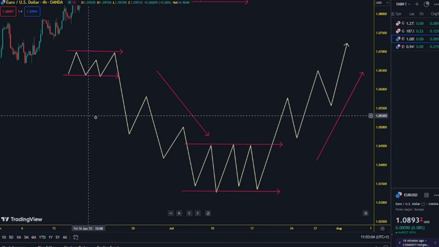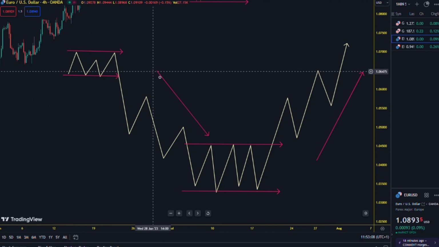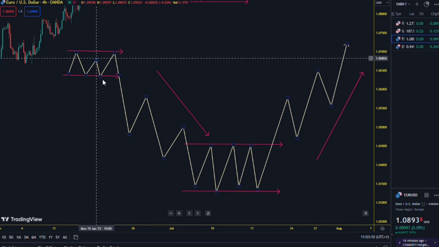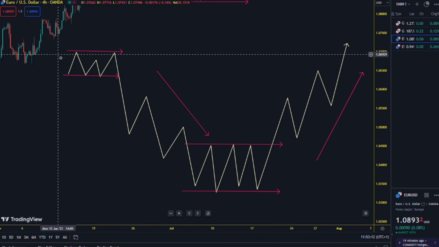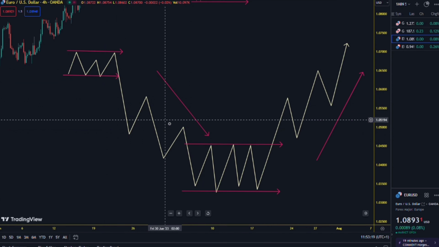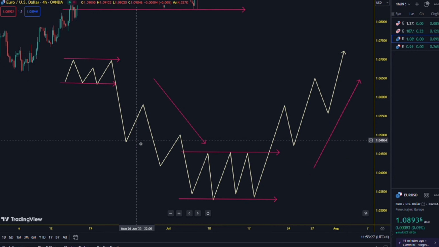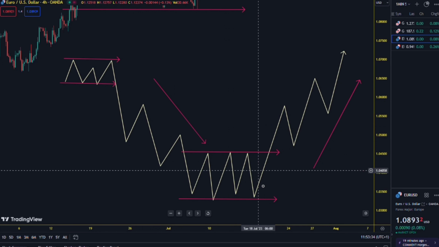All right, based on this diagram right here, we can see when you're in the ranging phase, there's usually no direction. Price is just going to be moving up, down, up, down, up, down. So no direction. You can only find a direction in the trending phase. If you're looking at this right here, what this tells us is that price is in a downtrend, and right here we have the ranging phase again.